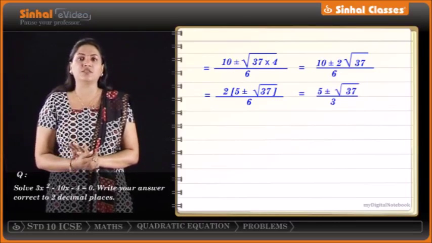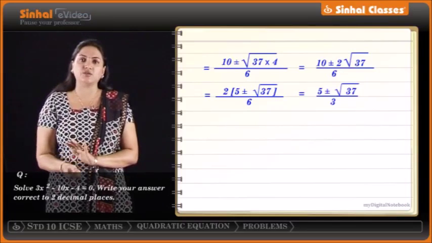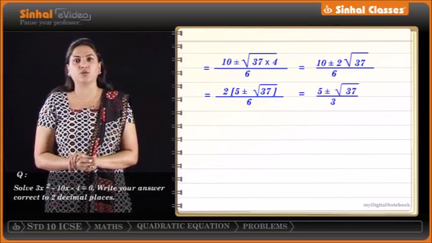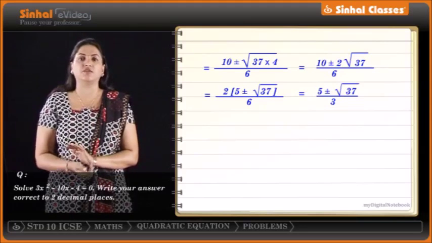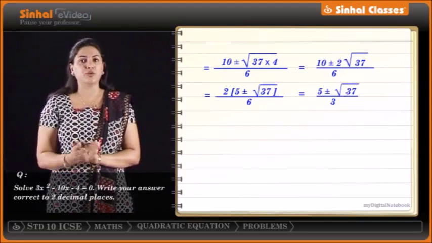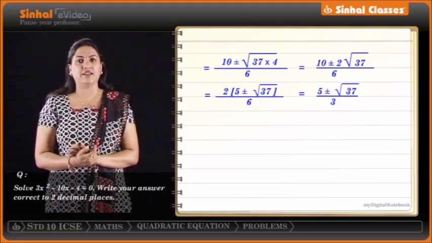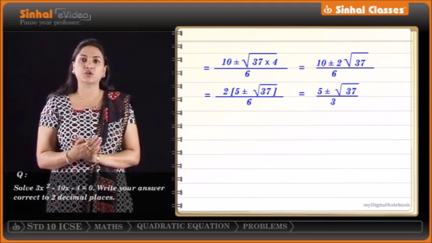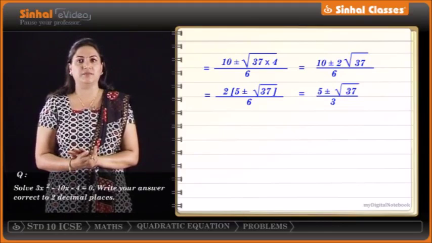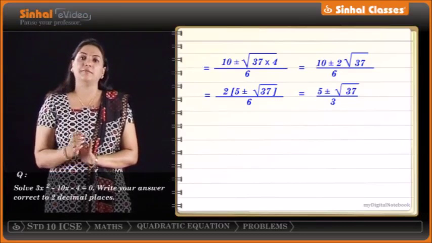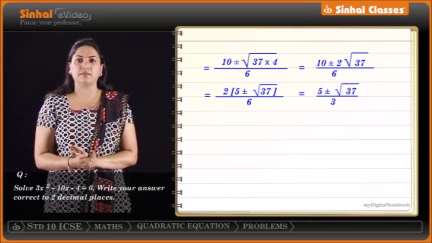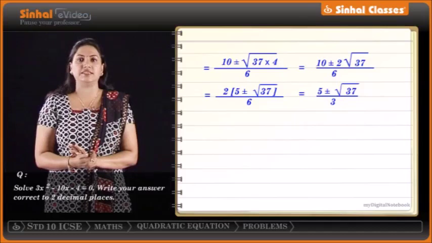Now we have root 37 and we are asked to write the answer correct to 2 decimal places. So we need to write this in terms of decimal points. Now root 37, this value we are going to see from the square root page on the log table. Please do not sit and find the square root of this by the long method, but you will be referring to the log tables to get the square root for 37.